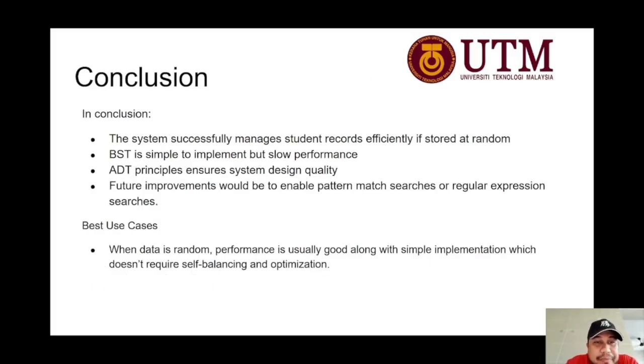For the conclusion, the system successfully manages the student records efficiently if stored at random. The BST is simple to implement, but a bit slow in performance. Abstract data type principles ensure the system design quality. Future improvements would be maybe to enable pattern match searches or regular expression searches, because currently the search is based on exact input and output. So instead of full text, we put in partial text and it can return anything that resembles the search text. For the best use case, when data is random, performance is usually good with simple implementation, which doesn't require any self-balancing and optimization.